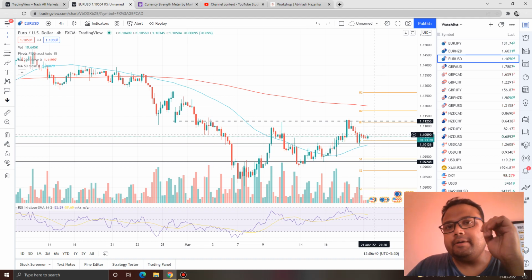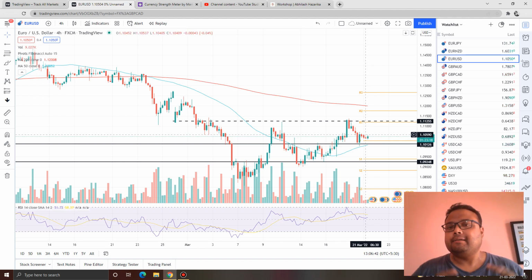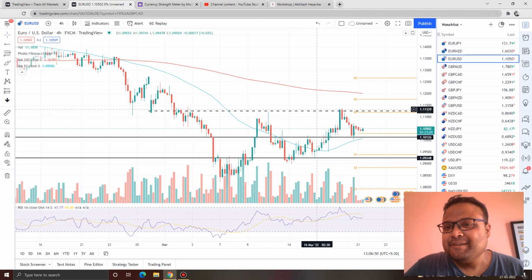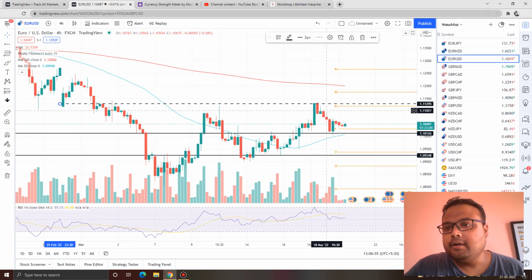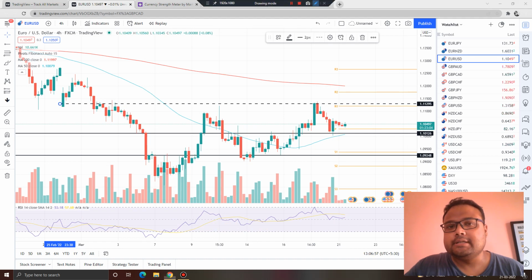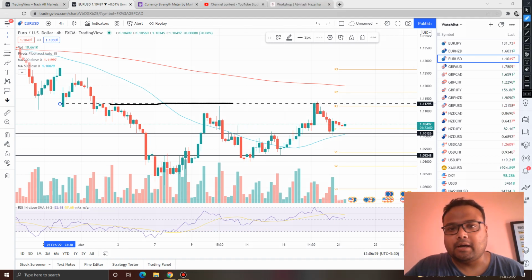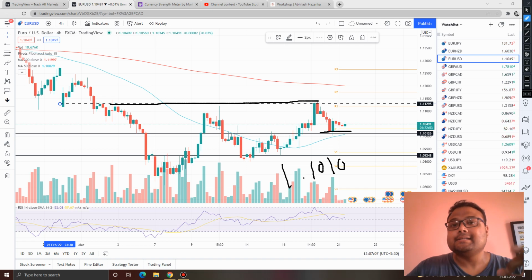As I have already mentioned in my previous video, these are the important levels of the market. The previous levels are still intact. At the top we have 1.1129 or 1.1130. This level at the top is the resistance for the market. Then we have 1.1010. This level on the market is support.